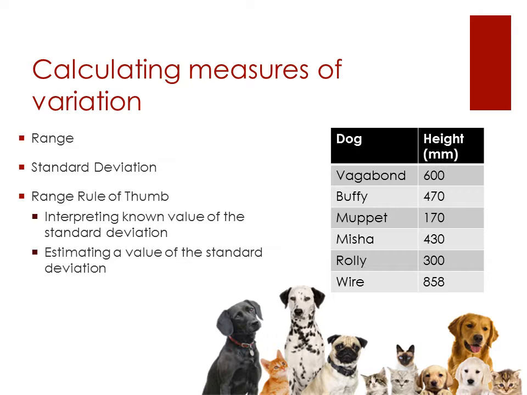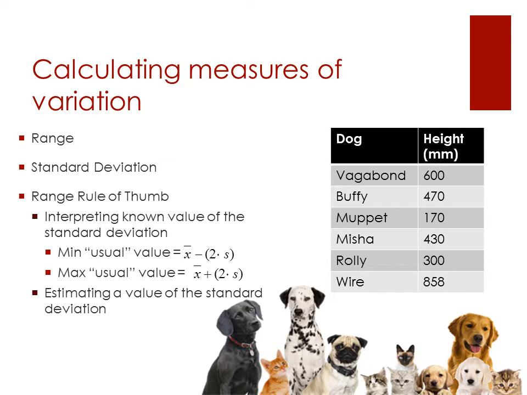So the range rule of thumb, we have two components here. One, we're interpreting a known value of the standard deviation and determining if it's usual or unusual. And then the next thing we're going to look at is estimating a value of the standard deviation. So when we're interpreting, we're going to apply a minimum usual value and a maximum usual value. To calculate these boundaries for the particular data set, we use the formula here. So we've got x bar minus 2 times the standard deviation for our minimum and x bar plus 2 times the standard deviation for our maximum.